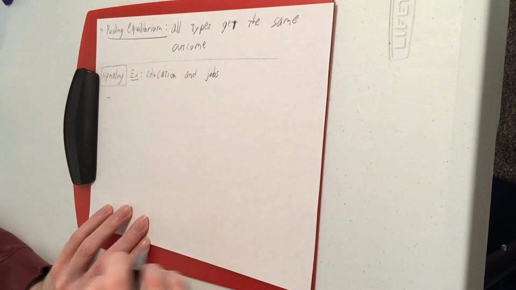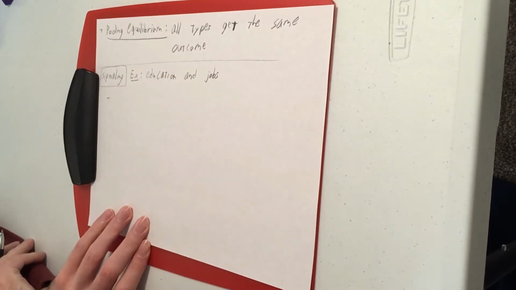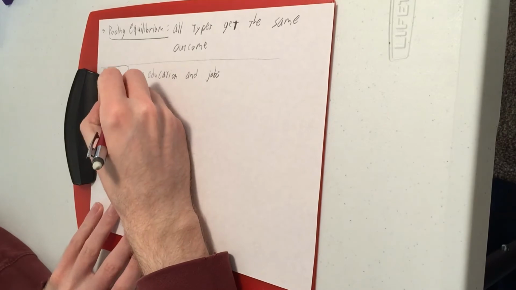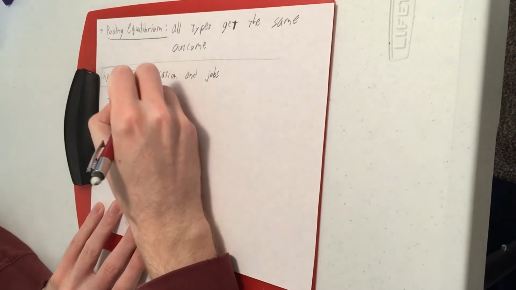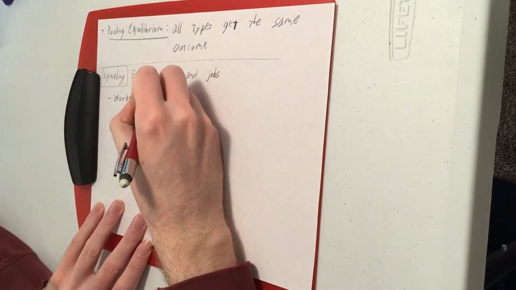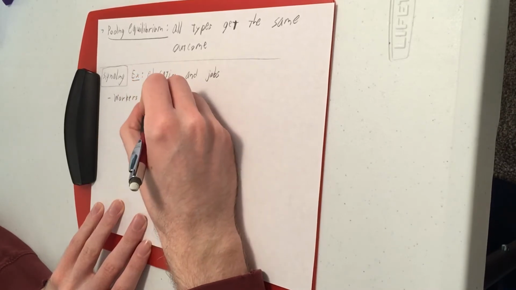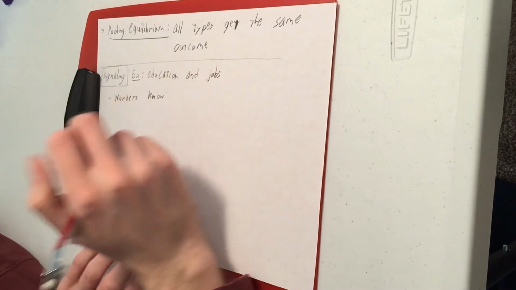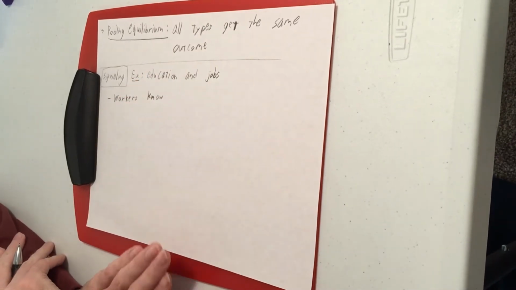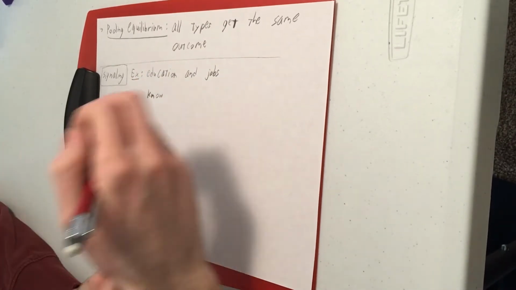In this case, the workers know their type. They know if they're going to be productive or unproductive. Employers can't observe that directly, but they can observe your education, and that's how I deduce what your true type is. That's how I know if you're going to be a good worker or not.